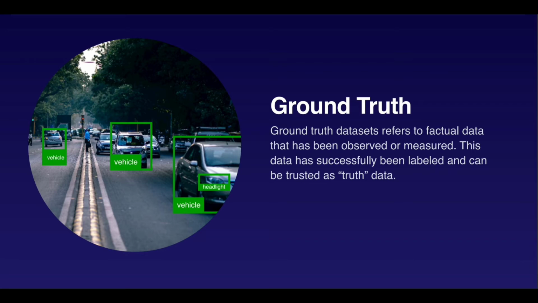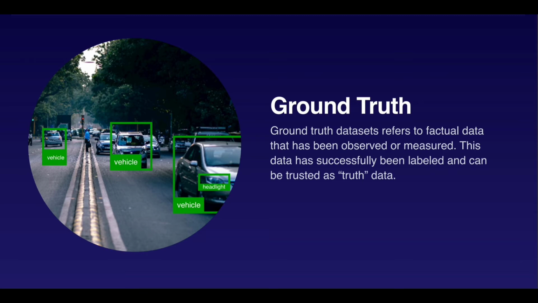So for example, if we reviewed several video clips and we labeled them whether a person was in the video clip or not in the video clip, we could then deem those video clips as ground truth data because they have been defined with a label and we can trust it as truth data.